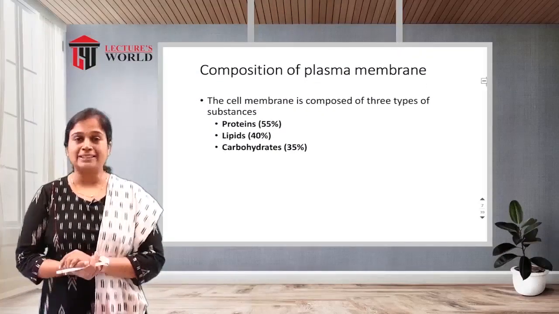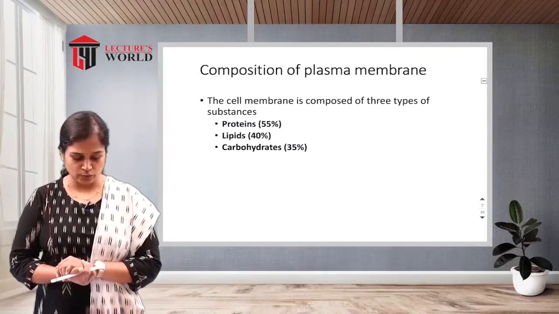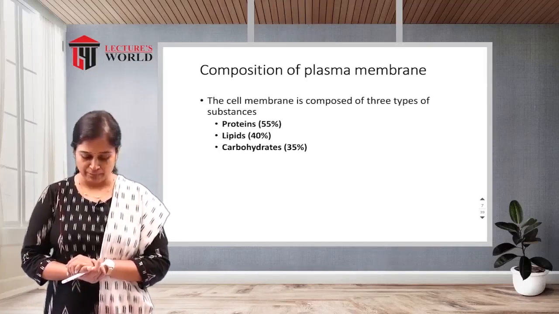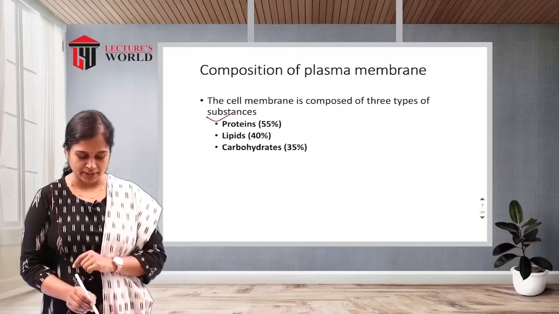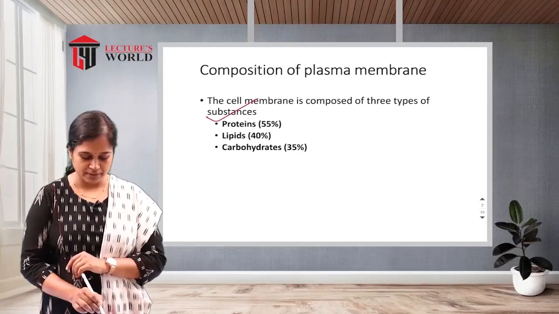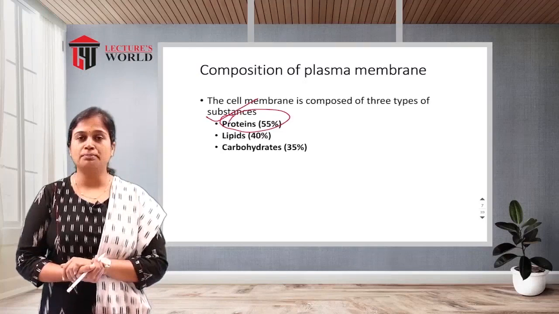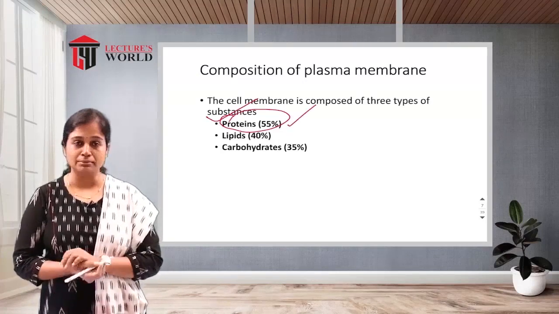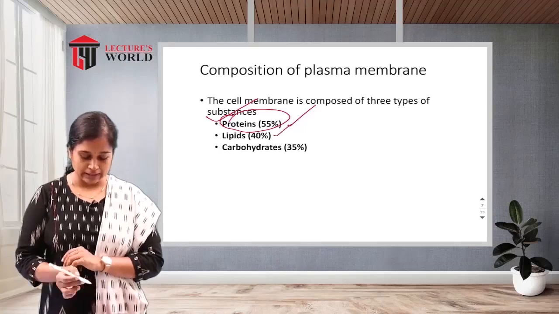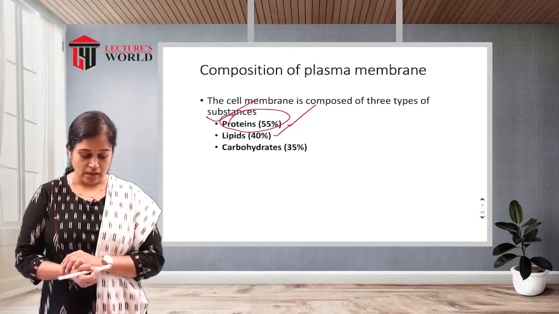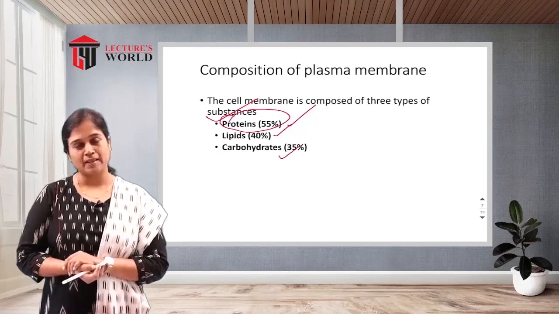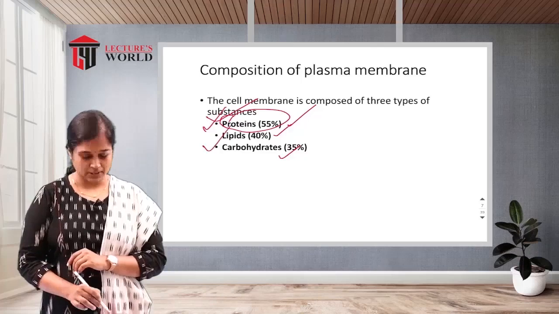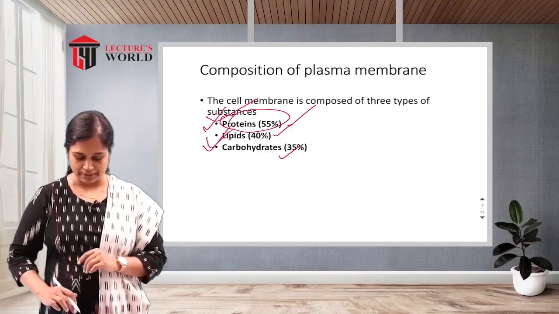So plasma membrane is made up of what? So we'll see the composition of plasma membrane. This cell membrane is composed of three substances. Which are they? First is the protein. Most of the plasma membrane is composed of protein, about 55%. Then another component is the lipids, and the third is the carbohydrate. So plasma membrane is mainly made up of protein, lipids, and carbohydrates.